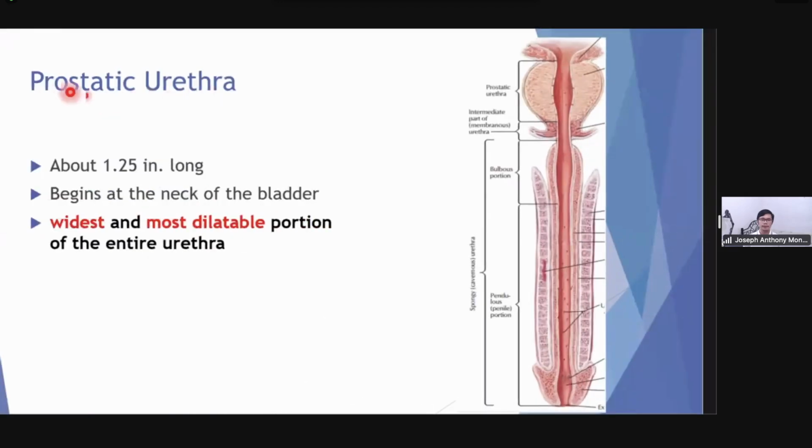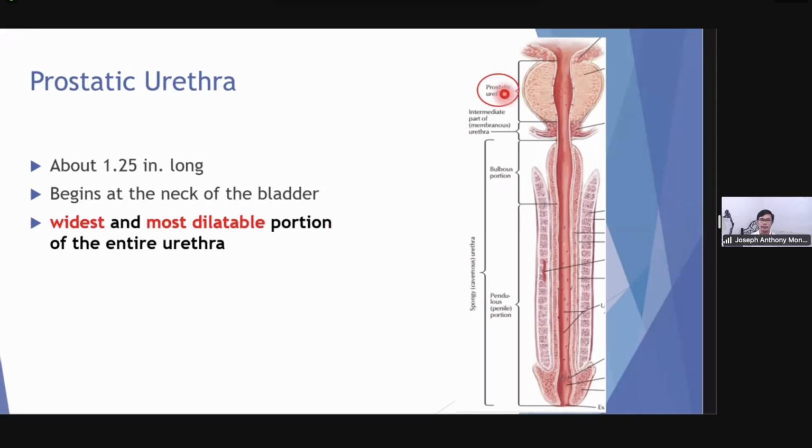Okay, we now proceed to the prostatic urethra, this one. Okay, so the prostatic urethra is at least 1.25 inches in length. Okay, it begins at the bladder neck. Okay, and it terminates at the level of the urogenital diaphragm to become your membranous portion. Important to take note for this slide is that among the specific parts of the urethra, it's the widest and most dilatable portion of the entire urethra.